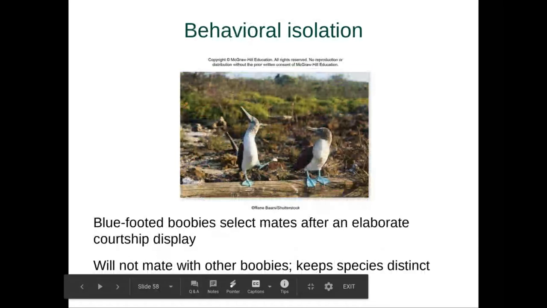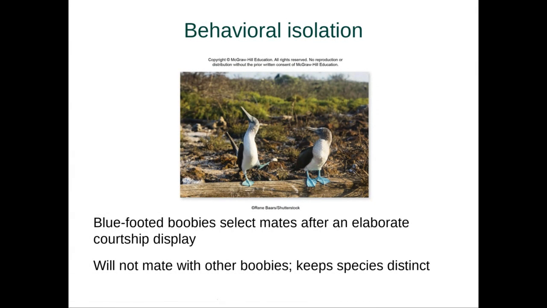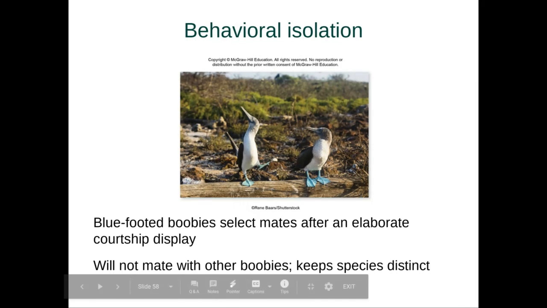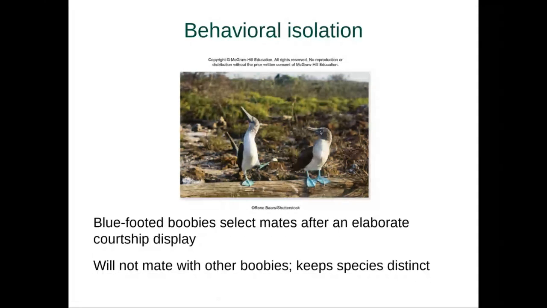So that's ecological isolation. Behavioral isolation, the example I'll give you here is the blue-footed boobies. They select mates after an elaborate courtship display. Now, blue-footed boobies won't mate with other species of booby because they don't do the same elaborate dances that blue-footed boobies do. There's a fantastic video from David Attenborough's, I think it's Planet Earth, where it shows crazy mating dances of birds. I would recommend trying to find it on YouTube. It's a really fun video to watch to see what the crazy dances that birds do look like.